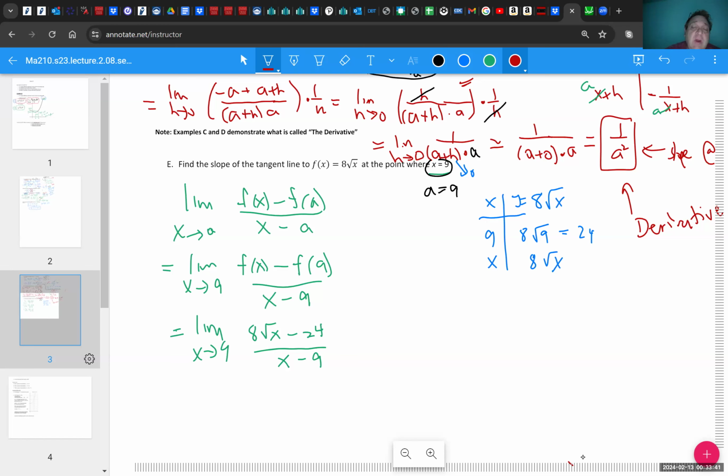So what's the conjugate? Well, it's the exact same square root expression or whatever you're trying to simplify, but with the sign changed. So in this case, it would be 8 root x plus 24. That would be the conjugate of 8 root x minus 24. And we're simply going to multiply the top and the bottom by that conjugate.